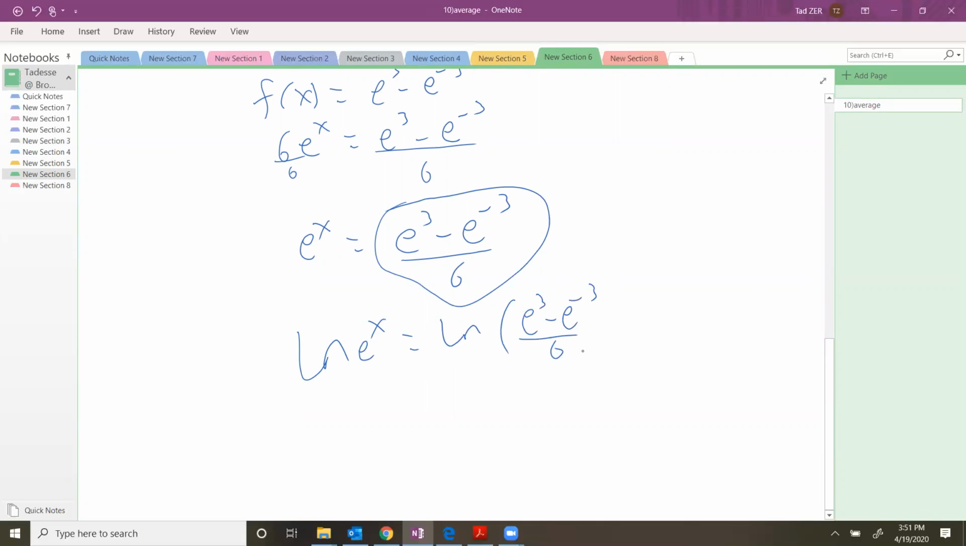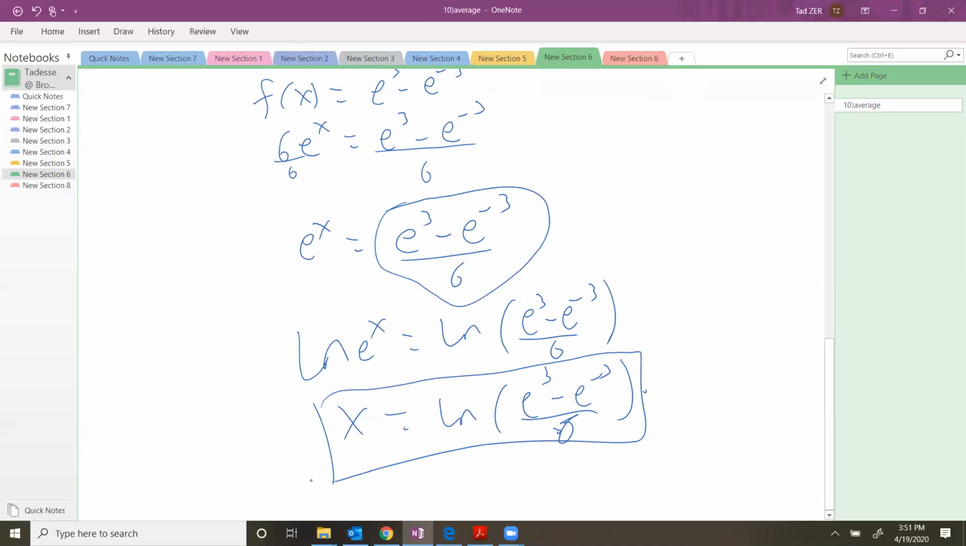That gives me this: ln e to the x is x, equal to ln of (e to the 3 minus e to the negative 3) over 6. That is the value of x where the function will be equal to the average value.